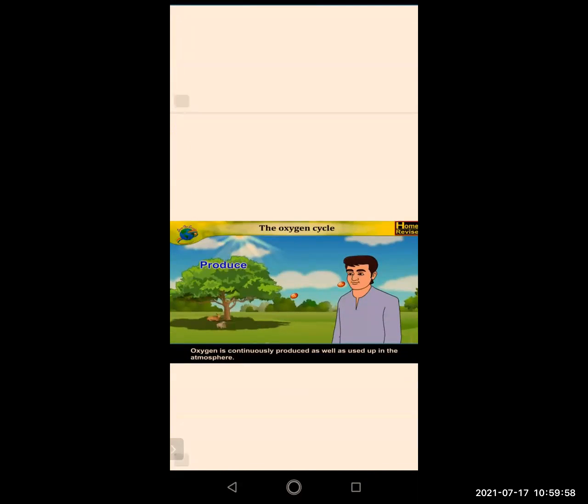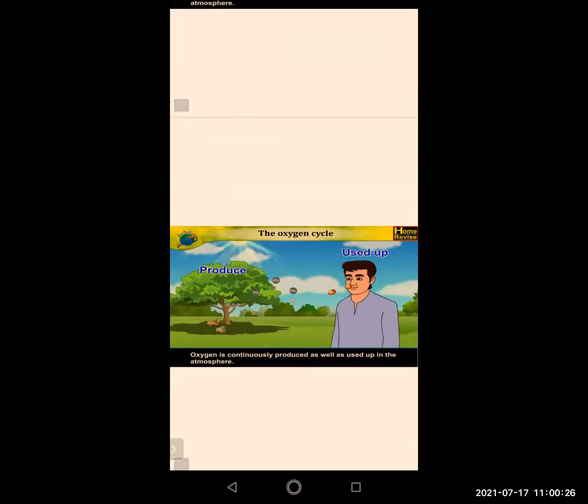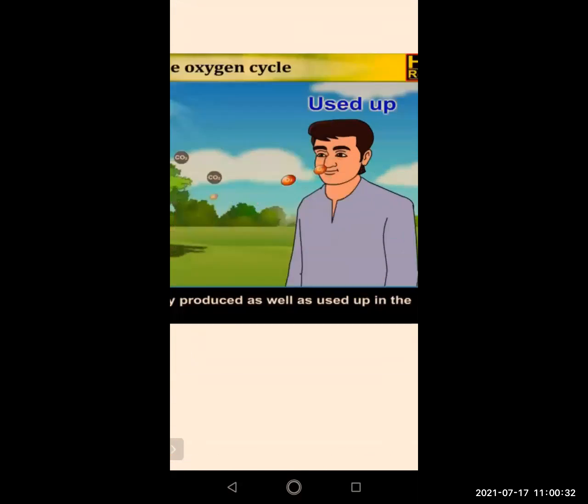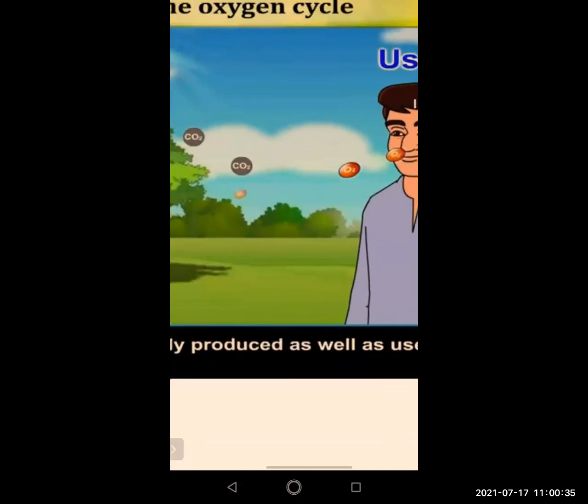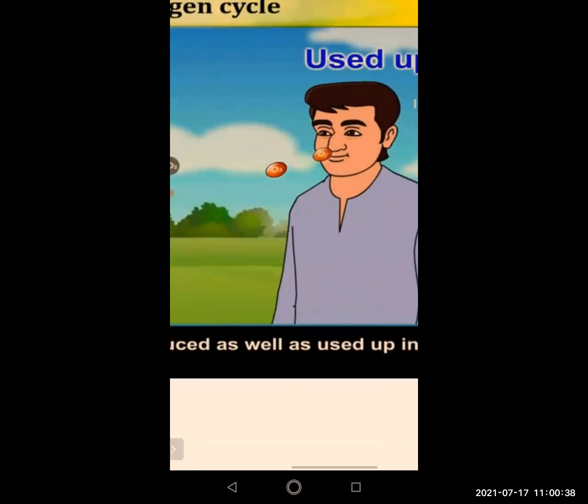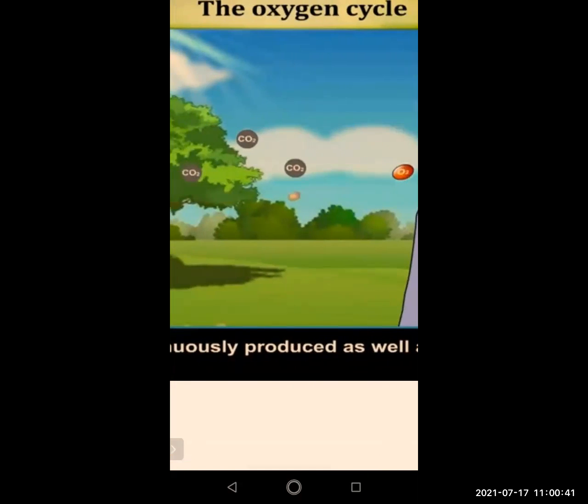Now, what does the oxygen cycle involve? Oxygen is continuously produced as well as used up in the atmosphere. Yesterday we also learned that man inhales oxygen and exhales carbon dioxide. This is a continuous process. Man takes oxygen from the plants. Plants generate O2, oxygen, for human beings and all animals. You can link that man inhales O2 and exhales CO2 into the atmosphere.